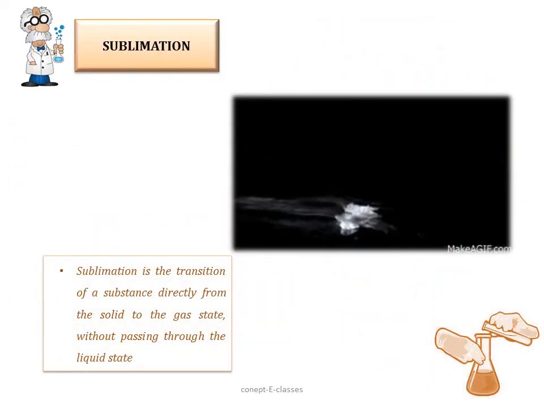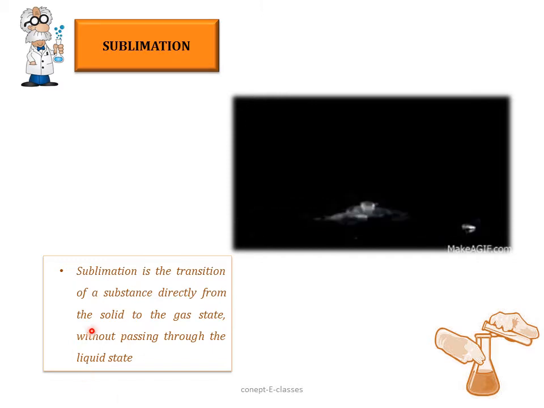Now let's understand how we can separate the components of a mixture through the process of sublimation. What is sublimation? Sublimation is the transition of a substance directly from solid to gaseous state without passing through the liquid state. We have explained sublimation in your first chapter. If you have doubts, please refer to the corresponding slides.